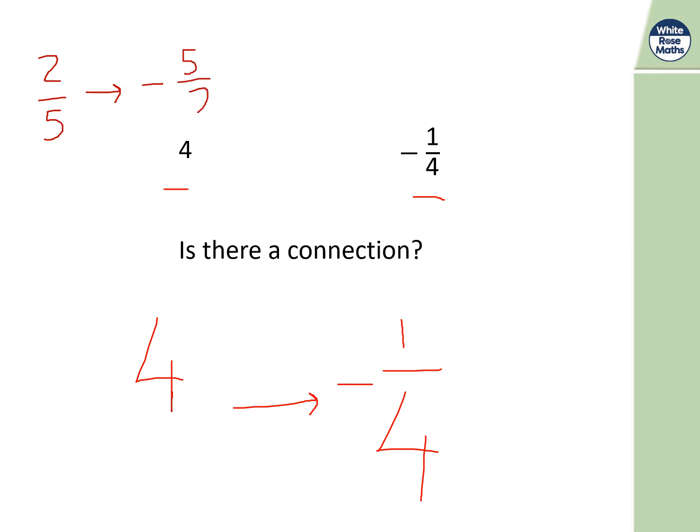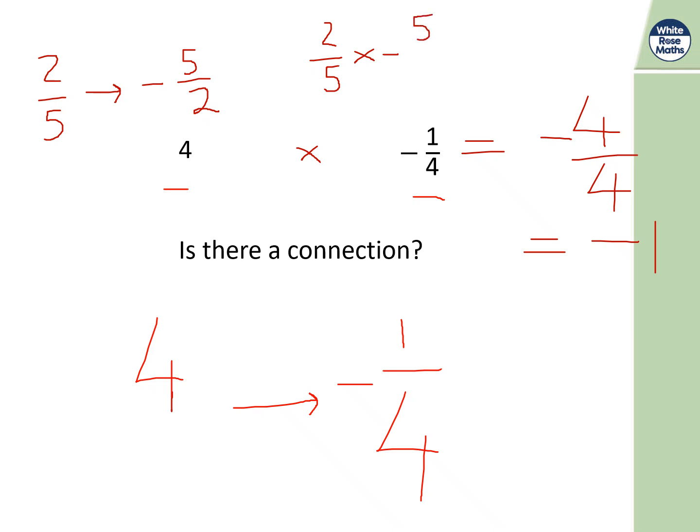Okay, and the other important factor that also links to this is the gradients must multiply to make minus 1. So check, does 4 times minus a quarter make minus 1? Well, yes, it does, because it makes minus 4 quarters, or minus 4/4, which is minus 1. Similarly here, 2/5 times minus 5/2, so I'm multiplying fractions. I multiply top by top, bottom by bottom. 2 times minus 5 is minus 10, over 5 times 2 is 10, so we have minus 10 over 10, which is minus 1.